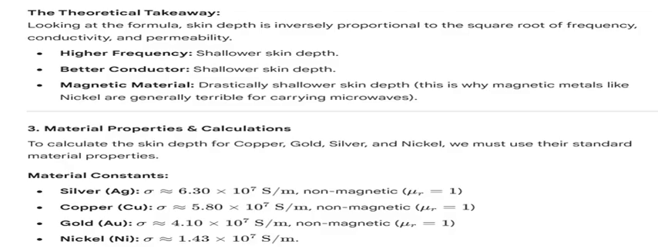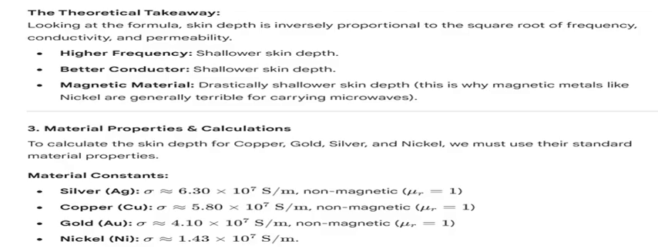The theoretical takeaway. Looking at the formula, skin depth is inversely proportional to the square root of frequency, conductivity, and permeability. Higher frequency, shallower skin depth. Better conductor, shallower skin depth. Magnetic material, drastically shallower skin depth. This is why magnetic metals like nickel are generally terrible for carrying microwaves.